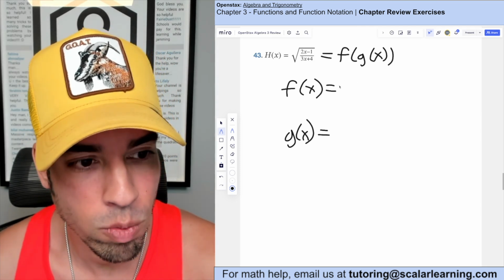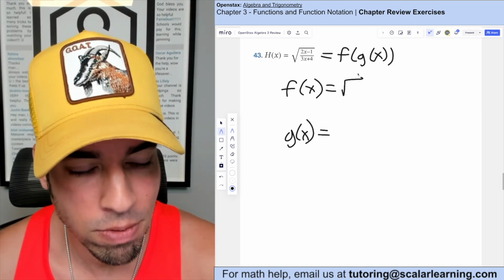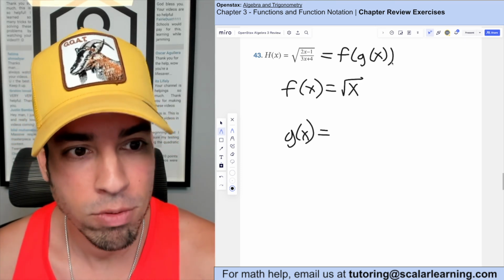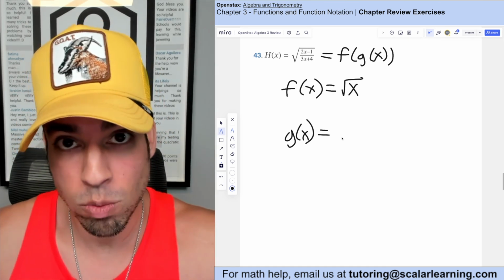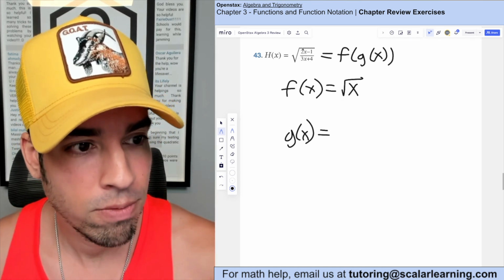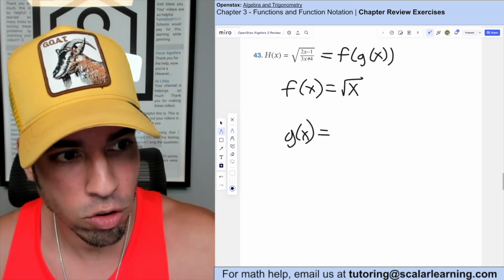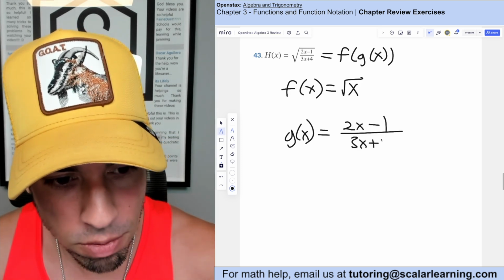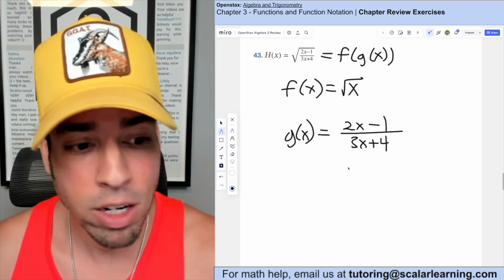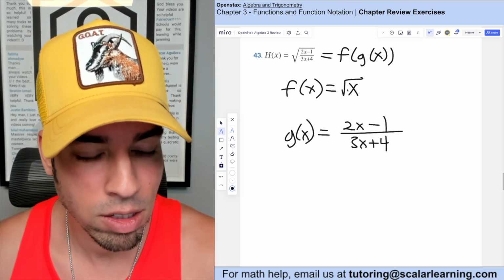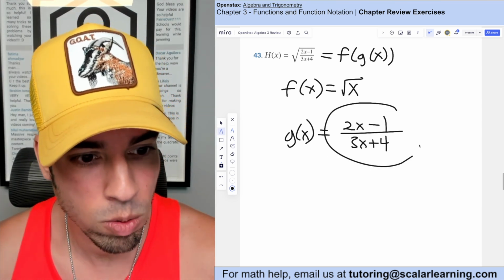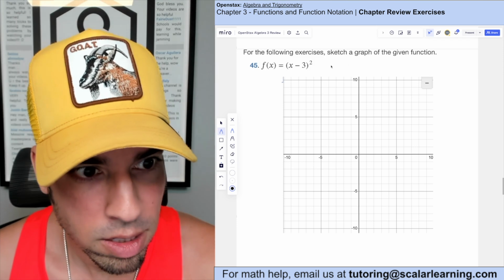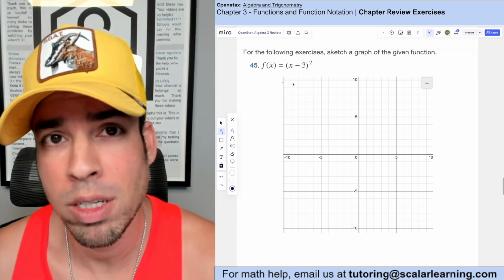Because the entire thing is under a radical, I can just make the main function, or the big function, f of x as square root of x. That means whatever g of x is, f of g of x will put the entire g of x under a radical. Well, since this fraction in here under the radical is 2x minus 1 over 3x plus 4, it makes sense for that entire fraction to be g of x. Then f of g of x is the square root of g of x, aka the square root of this, which is h of x. Boom, done.